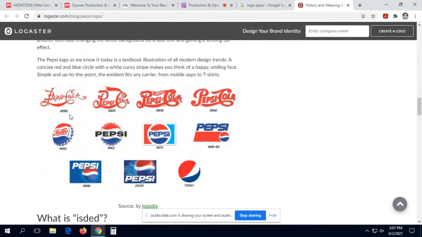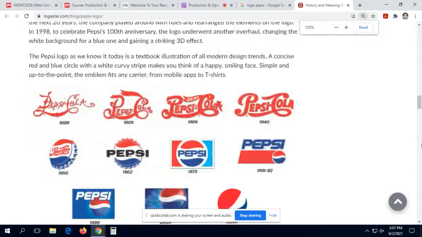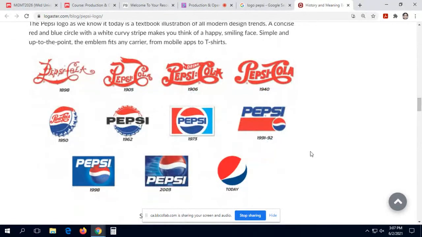This shows you all of them, like 1898, 1905, 1906, 1940, 50, 1962. It's quite interesting. So why think about it? Why do companies change their product design?